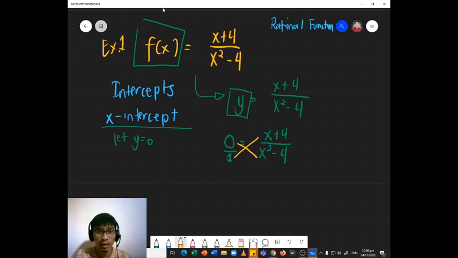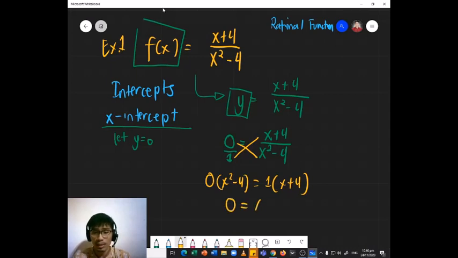So we can cross multiply that one. 0 multiplied by x squared minus 4 is equal to 1 multiplied by x plus 4. You simply cross multiply, then you simplify. Any number multiplied by 0 becomes 0, and 1 times x is x, 1 times 4 is 4. So that's how we made it. Let's interchange the position to have it clearer, putting 0 on the other side since they are still equal. So that is x plus 4 is equal to 0.